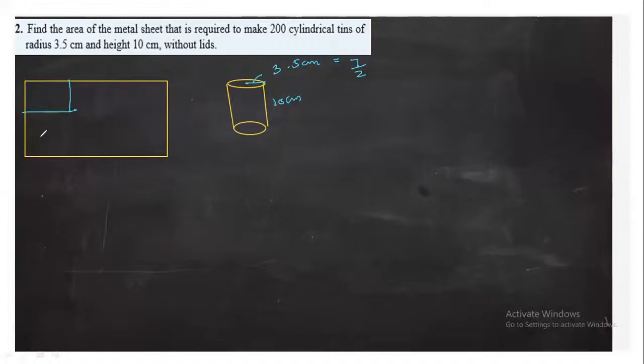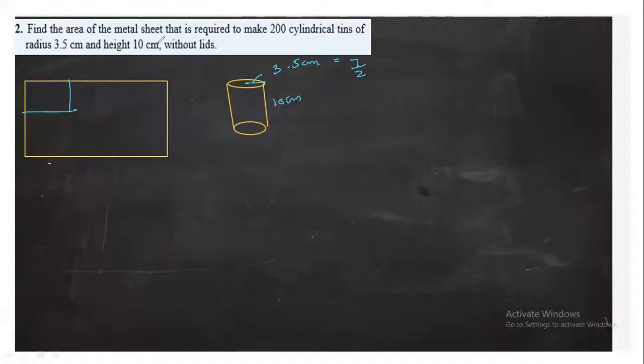Total surface area. Here I take 2 pi r h, so here we can take 7. Square is 7 times 7, 49. Then you can find this part here, 2 pi r h, from here to here: 2 into 22 over 7 into 7 divided by 2 into 10. That is the area of this part.